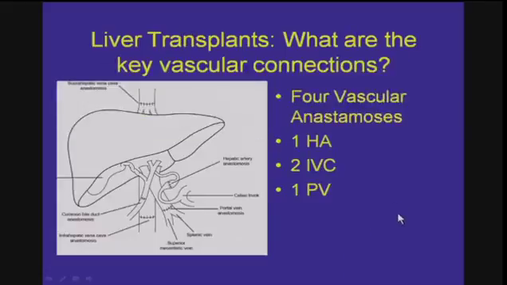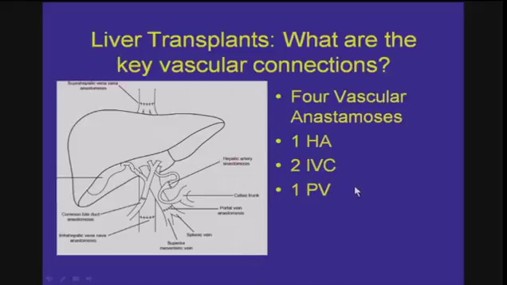So what are the key vascular connections and the vessels we're going to be looking at in liver transplants? There are basically 4 anastomoses, one for the hepatic artery, 2 you might need for the inferior vena cava, one superior and one inferior, and one for the portal vein.